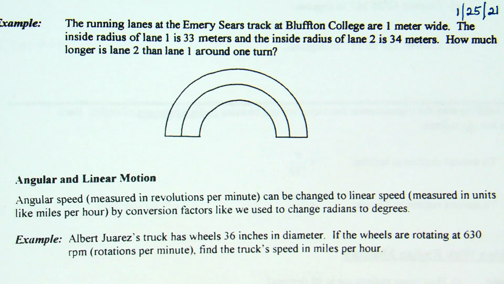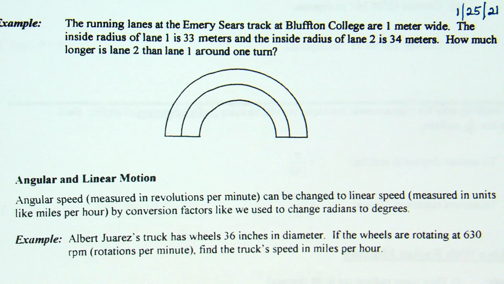So we are starting on this example here, and we're going to continue with our arc length formula. The running lanes, believe it or not, this rainbow looking thing is the end of a track. The running lanes at the Emory Sears track at Bluffton College are 1 meter wide. The inside radius of lane 1 is 33 meters, and the inside radius of lane 2 is 34 meters. How much longer is lane 2 than lane 1 around one turn?